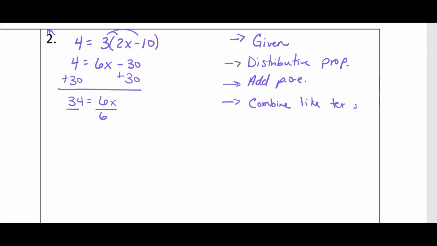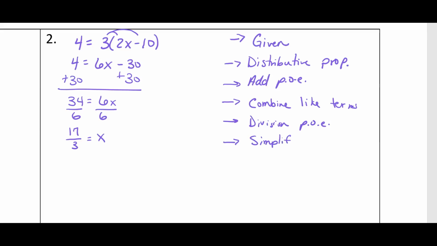The next step we would do is divide both sides by 6. We're allowed to do that due to the division property of equality. So 34 divided by 6 does reduce down, so that's going to be 17 thirds. We would leave this as 17 thirds because we don't need to write it as a mixed number. You can, but you don't have to. We definitely would not write it as a decimal, because that is not exact. So we're going to leave it as 17 thirds. What we just did there is we simplified.